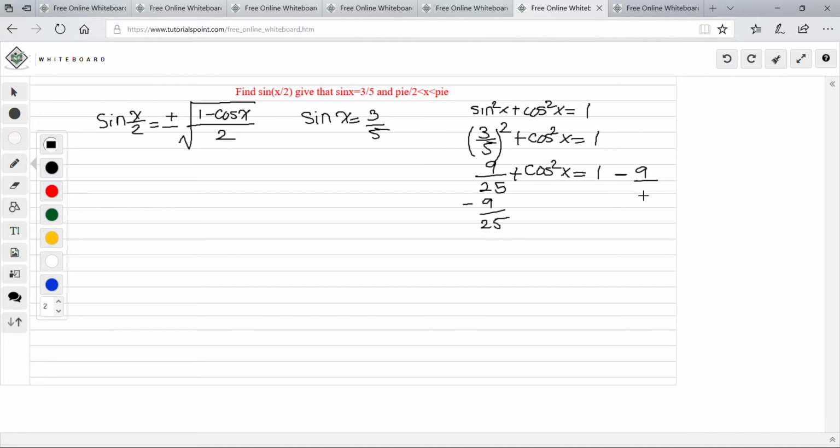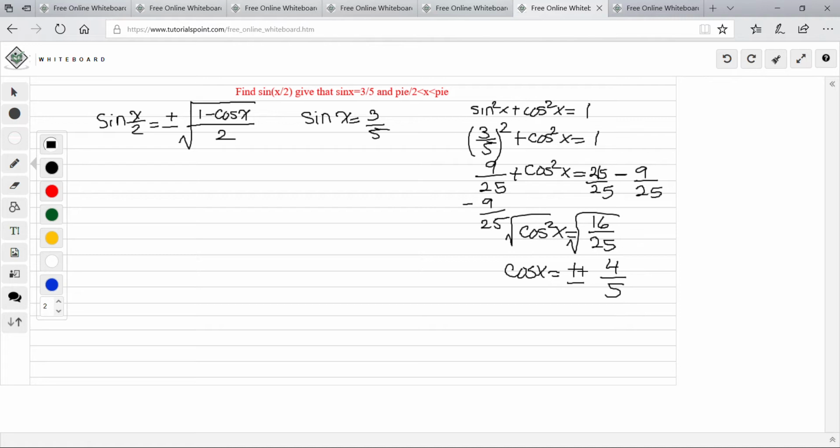(9 over 25). So to make it simpler, on the right side, 1 is the same thing as 25 over 25, right? So cosine square x equals 25 minus 9 is 16, divided by 25. And then let's take the square root. So cosine of x equals, now notice we get two answers, plus or minus. The square root of 16 over square root of 25 is 4 over 5.